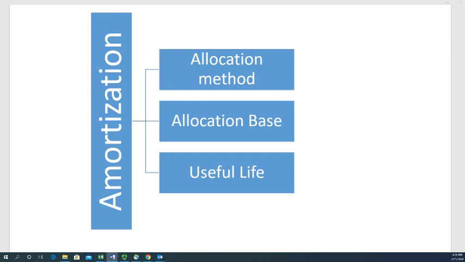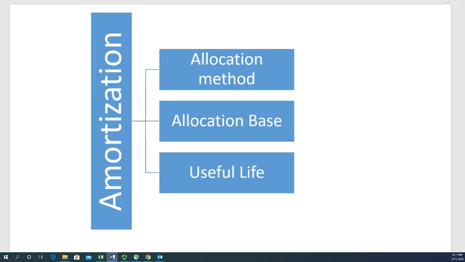This is a brief overview of subsequent measurement of fixed assets and intangibles, the amortization in Chapter 11. So Chapter 11 is all about subsequent measurement. Remember that subsequent measurement covers all of those ideas that arise after you initially record the asset and put it into use. Most familiar to you is this idea of depreciation. Depreciation is a subset of the broader term amortization.